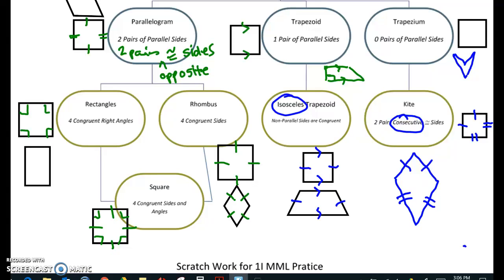All right, guys, that is the quadrilateral tree. If you learn this now, your life is a lot easier in the spring, by the way. I highly recommend figuring this out before it's too late.